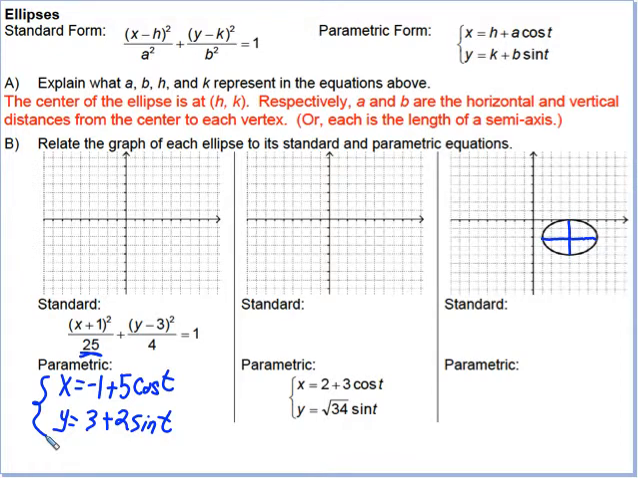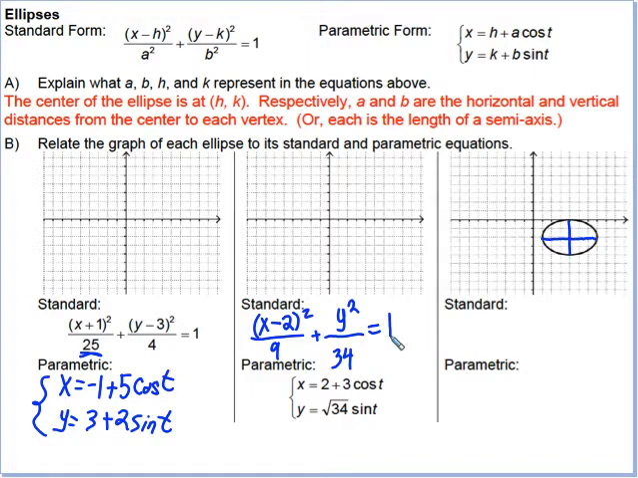Okay, so now we have parametric form and we want standard form. X, switch your sign, so it'll be x minus 2 squared, and then square your radius, so 3 squared would be 9, and then plus, see, y, you know what? I'm not adding or subtracting anything to the y equation, so it's just going to be y squared, and then square root of 34 squared is just 34. And then that equation equals 1. Okay, there you go on that one.